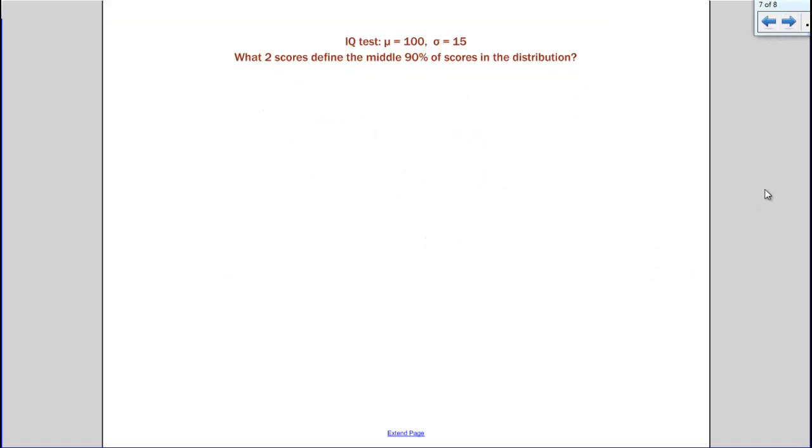So now let's make this a little bit more challenging. Now we're looking for the two scores that define the middle 90% of the distribution. So let's draw this out. Again, we're going to go from P to Z to X. And in this case, we're going to have two X's because we're looking for two scores that define the middle 90% of the distribution. So let's go ahead and sketch this out.